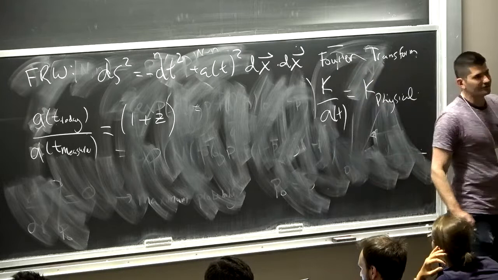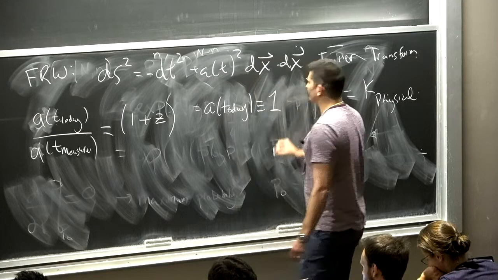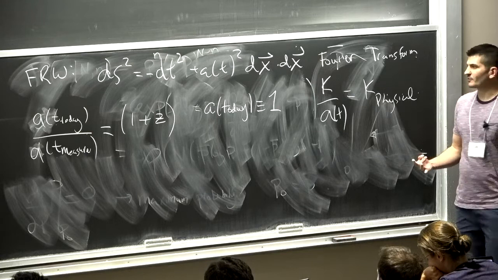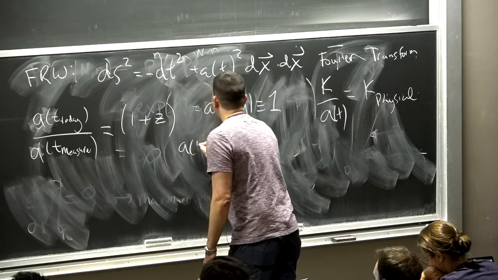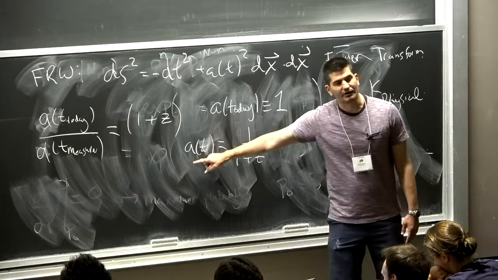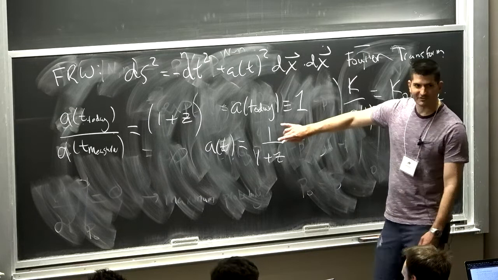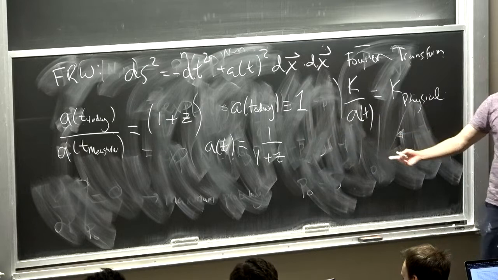Now, we're always allowed to define a today to be 1. We're just going to define physical distances to be coordinate distances today, and then just keep track of what happened in the past. In that case, the relationship between scale factor and redshift is just a equals 1 over 1 plus z. So a redshift of 1,000 means the scale factor is 1 over 1,000 plus 1. So a scale factor of 10 to the minus 3 is the same as a redshift of 1,000. Again, astronomers like redshift. I don't know what I am, so I use both. And so you're just going to have to go back and forth from time to time.